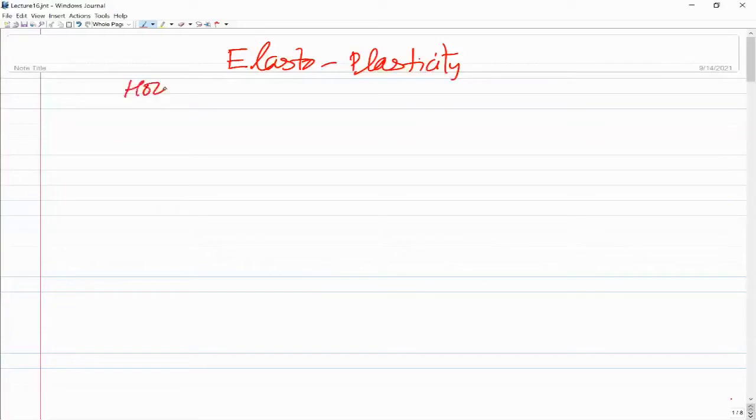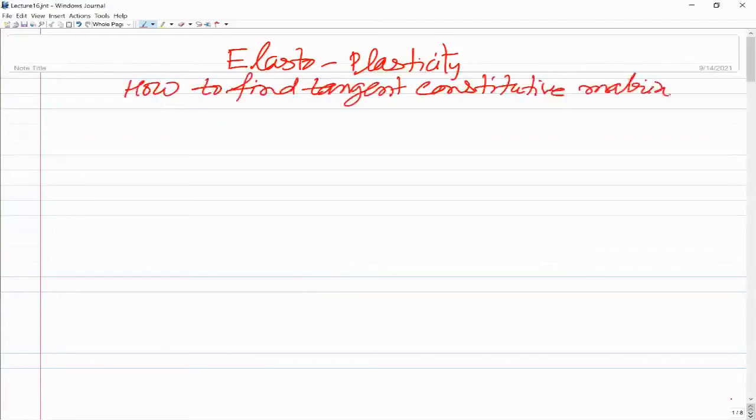So today we are going to look at this question: how to find the tangent constitutive matrix CT, which was coming in the incremental form of the element level governing equation. The first thing, we are going to make use of what is known as the consistency condition in plasticity.